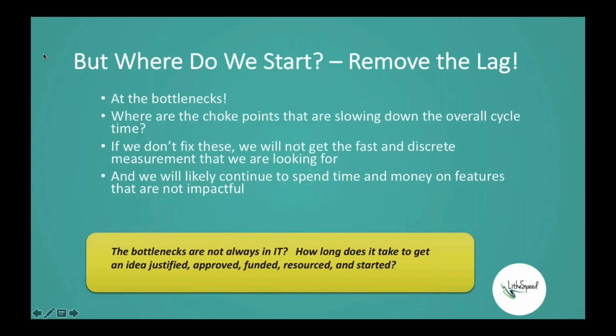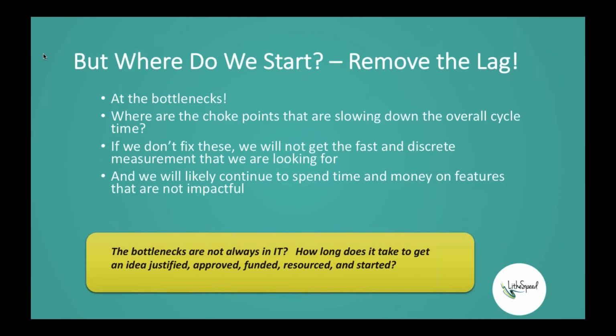All right, so all these metrics are possible and available. Where do we start? Well, it's really around those bottlenecks. What are the choke points that are slowing down the delivery or causing us big batches? If we don't fix those, we're not going to get fast and discrete delivery, and we're not going to get fast and discrete measurement capability. And then we're never going to learn at a more granular, detailed level the right features to build in the right order to build them, and the ones that have the most impact to the business.